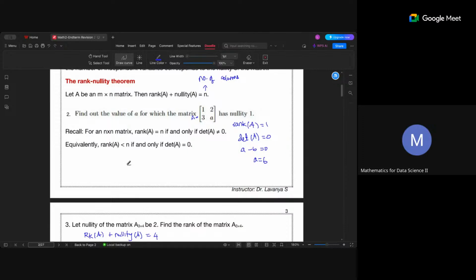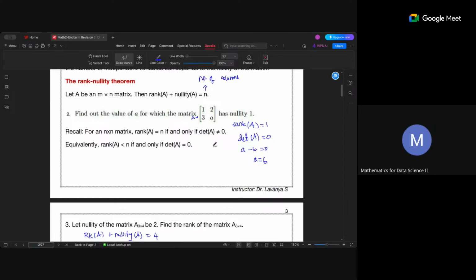Okay, it is a 2 cross 2 matrix, so it is easy to find the determinant. If it is a rectangular matrix, and we have to find the value of A, same question, saying that it has nullity 1, find the value of A. If it is a 2 cross 3 or 3 cross 2 matrix, how to proceed? That was my doubt.